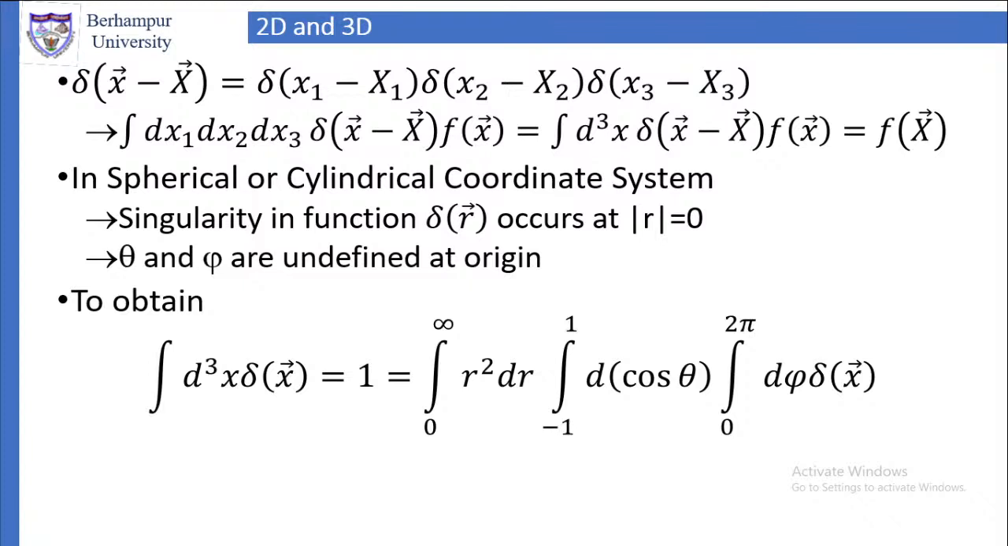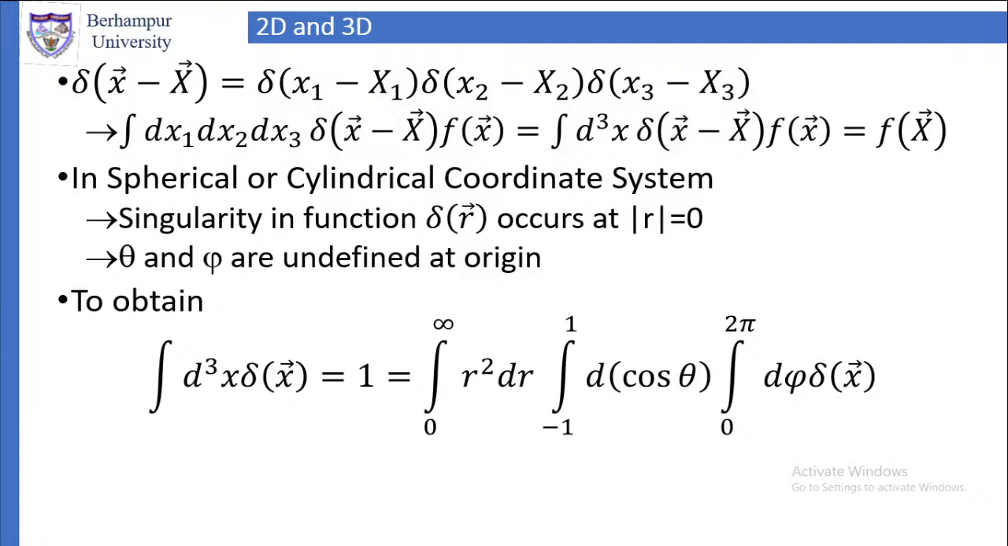Delta of small x vector minus capital X vector is equal to delta(x1 minus capital X1) into delta(x2 minus capital X2) into delta(x3 minus capital X3). This is the definition of the Dirac delta function in 3D. So that implies that if I integrate over dx1, dx2, dx3 on the 3 dimensions, well, here you can take x1 is equal to x, x2 is equal to y, x3 is equal to z. That way also you can take, but for generality we are writing dx1, dx2, dx3.